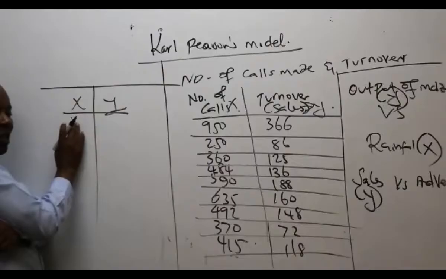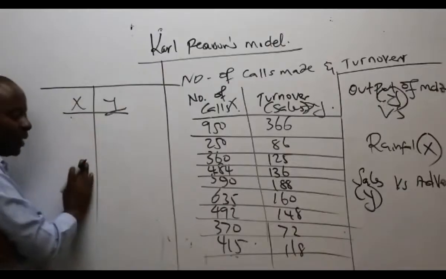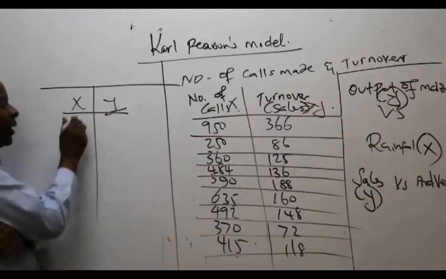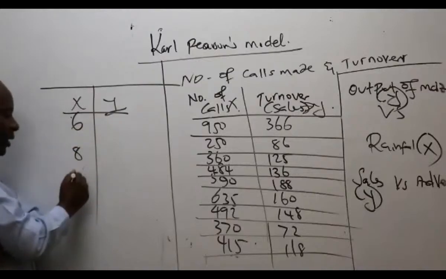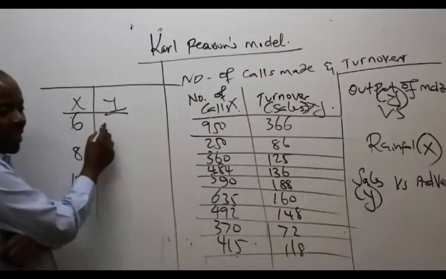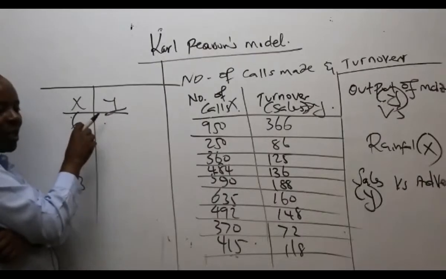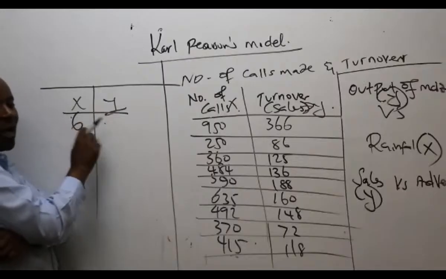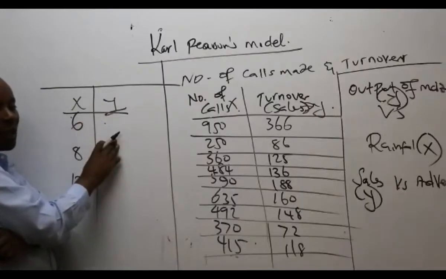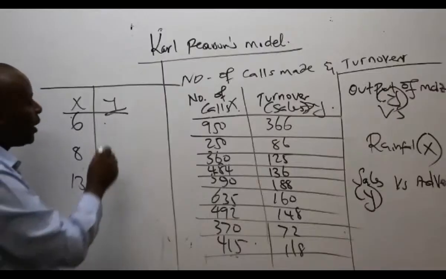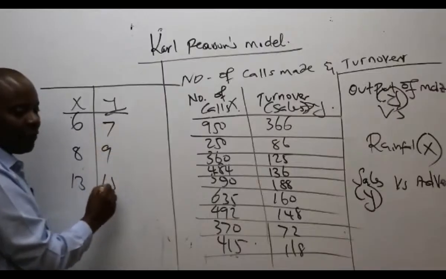No, I don't want the summations. I want the individual items. Was it 6, 8 something? 6, 8, 13. How about the Y parameters, the Y metrics? So it is 7, 9, 15.